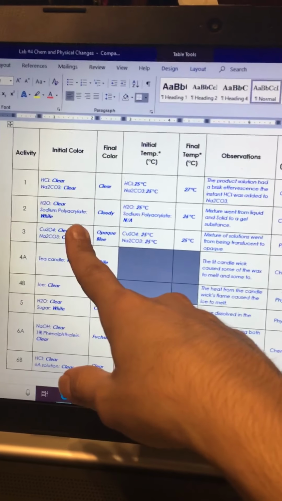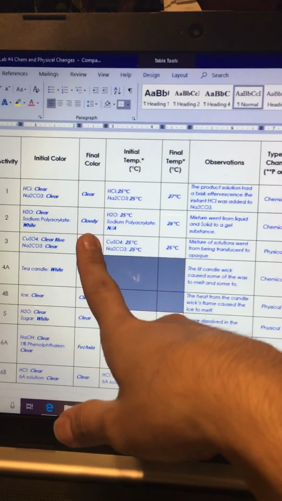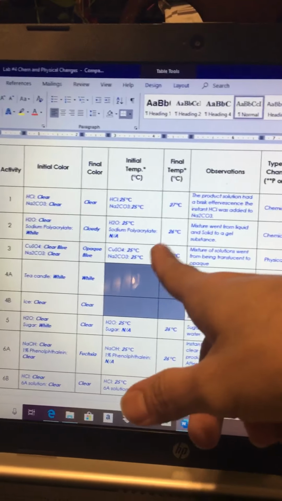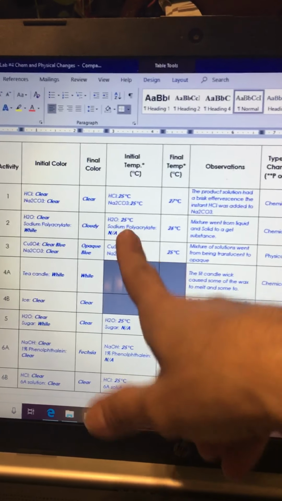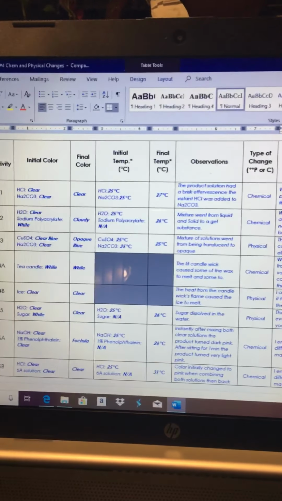We have the colors for both reactants here, the final color of the product solution, and if there is any difference in the temperature. And for this one, I also said that this was a chemical change.